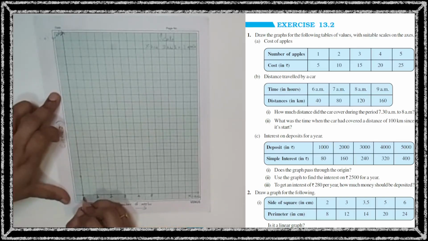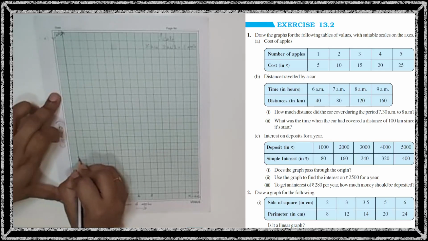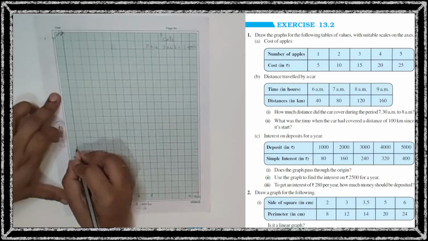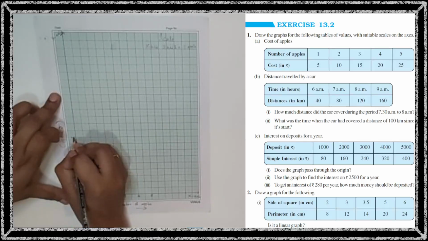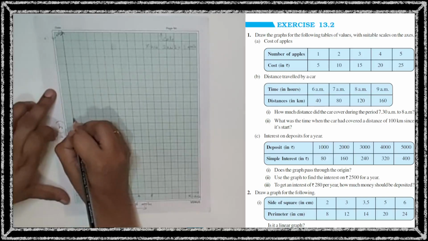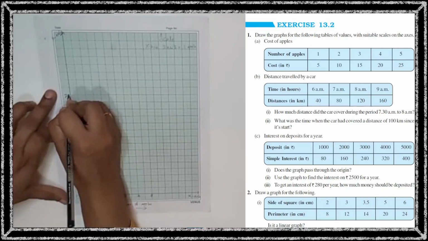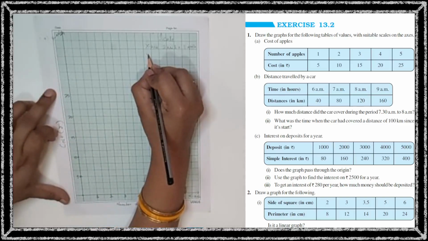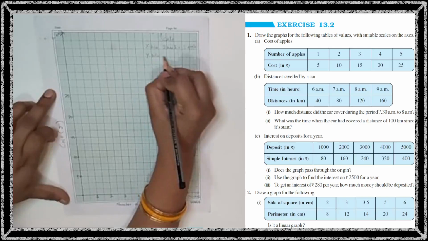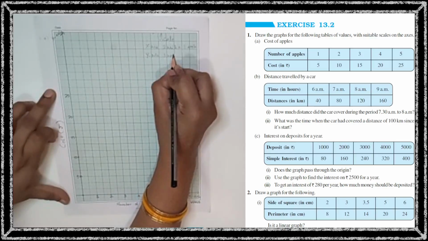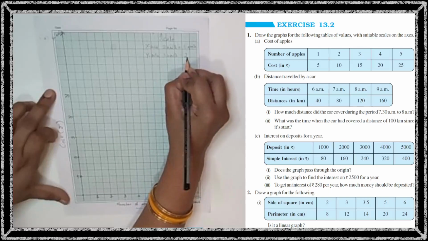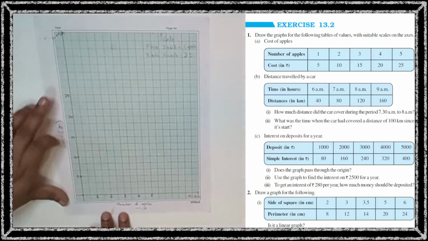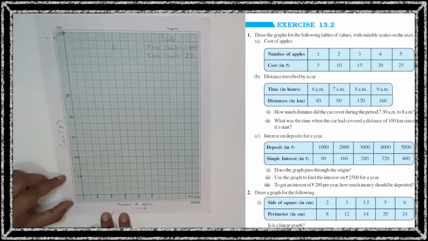So let us take 3 units, right? So this is 5, and then another 3 units you'll write 10 and 15. Next you have 20 and 25. My data ends here. So on the y-axis I have taken 3 units as how many rupees? 5 rupees. 3 units is equivalent to 5 rupees.